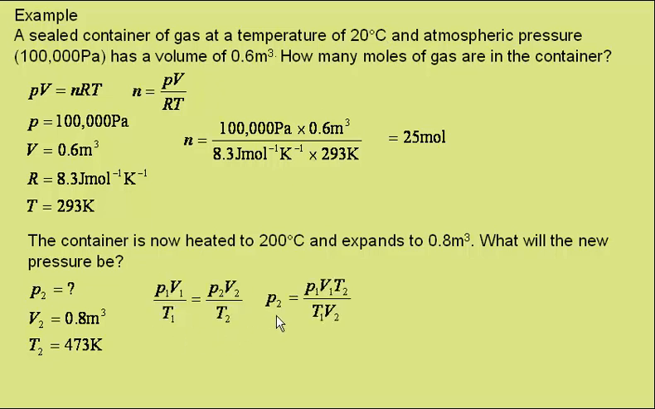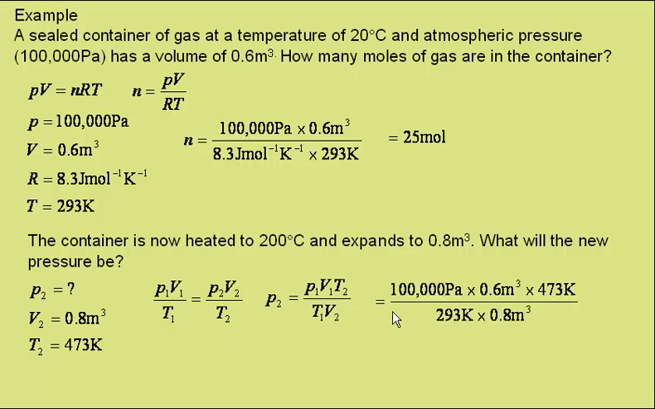rearranging for pressure 2, putting in the values, we had 100,000 pascals times a volume 1 of 0.6 cubic meters. The second temperature is 200 degrees Celsius or 473 Kelvin, divided by temperature 1 of 293 Kelvin and the second volume of 0.8 cubic meters. This gives a new pressure of 121,075 pascals.